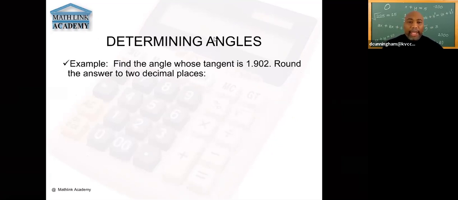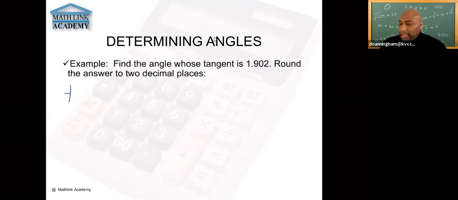So let's determine the angle if we find that the tangent is 1.902, and then round the answer to 2 decimal places. Let's actually do this example here. In this example, how will we write it? You'd like to show the work. Again, you can use this same concept with cosine and sine, but in this case, we're going to use tangent.